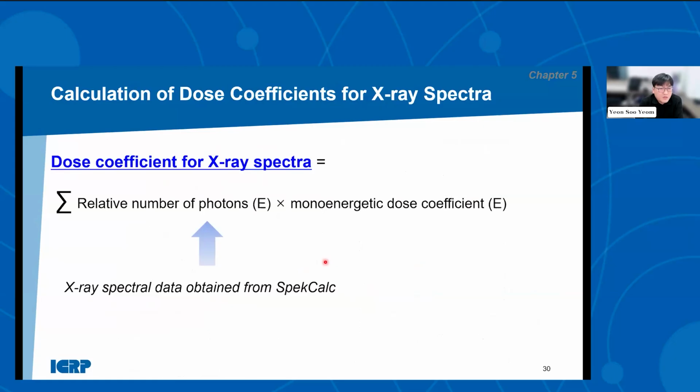Spectral dose coefficient can actually be easily calculated by convolution of the previously calculated monoenergetic dose coefficient with the relative number of photons for each energy, which can be obtained from X-ray spectra. So the calculation is very straightforward.